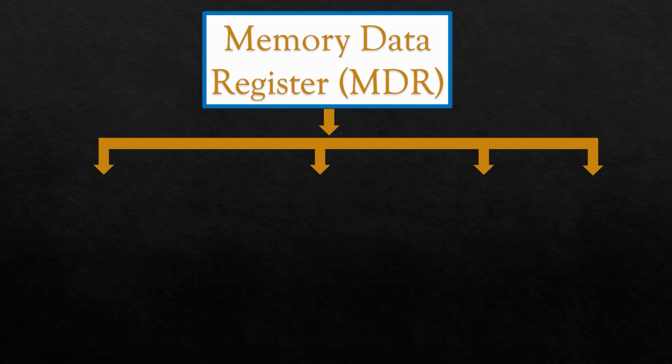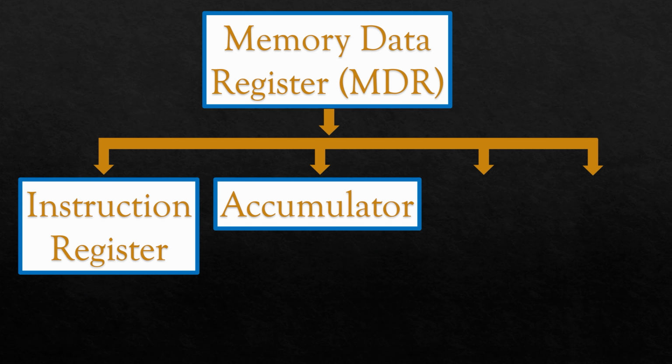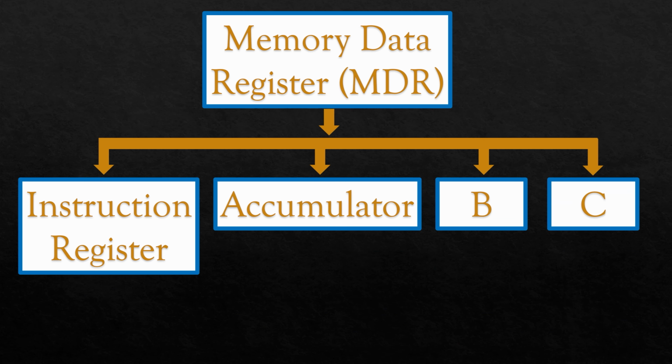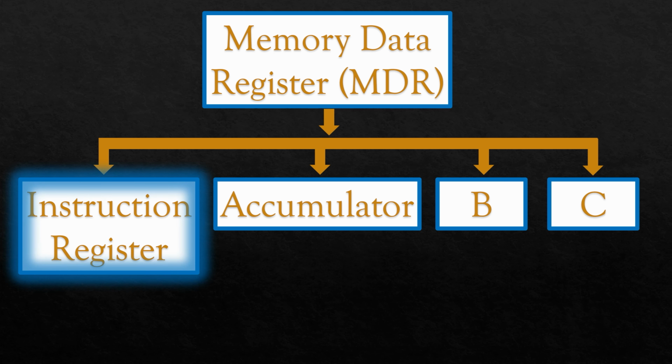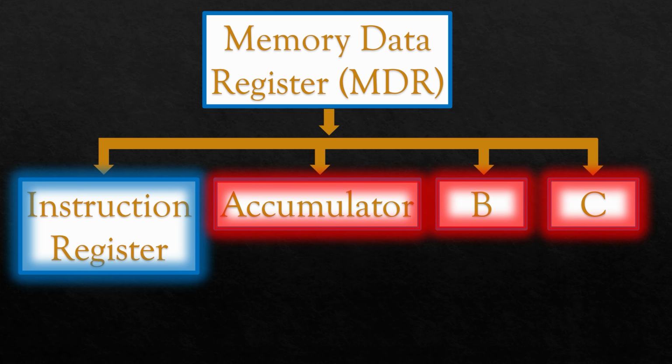Memory data register transfers the data either to the instruction register or accumulator or B or C registers. If the content it is holding is an instruction, then it is sent to the instruction register, and if it is data that is to be loaded, then it is sent to the respective general purpose register for storing.